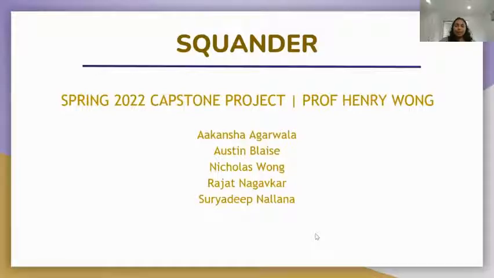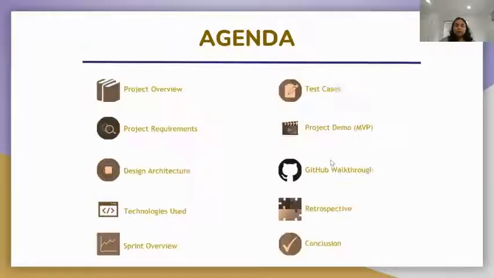This is our final presentation for CS 691, which is deliverable 4, and our application is called Squander. On our agenda, we will have a project overview, go over our project requirements, explain the application design architecture along with technologies used. Next, we will recap all of our sprints, go over the completed test cases, and demonstrate a minimal viable product. Then we will provide a GitHub walkthrough, go over our retrospective, and end with a conclusion.